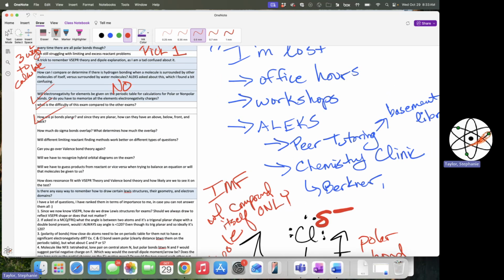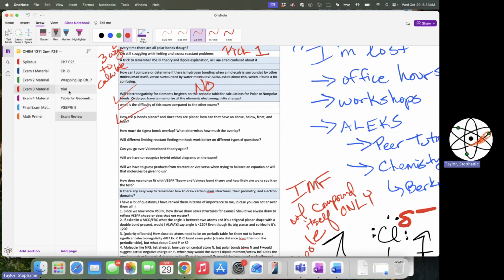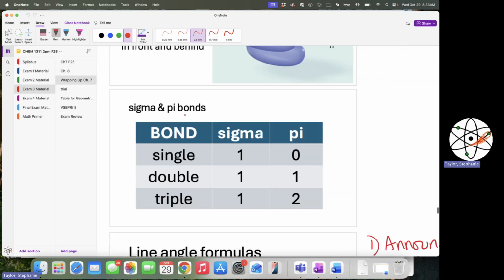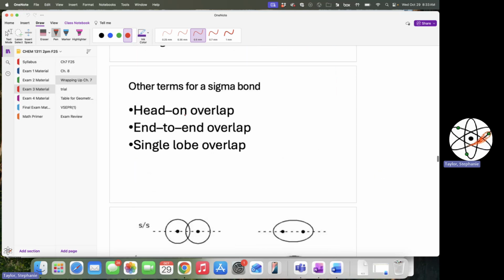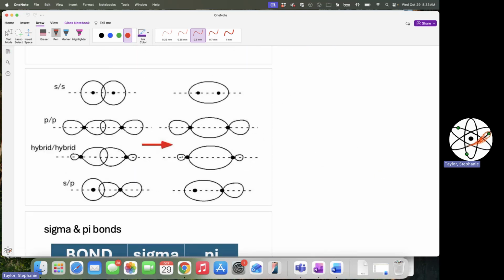How much do sigma bonds overlap? What determines how much overlap? This depends on a few things, including what we're talking about when we say how much of it is overlapping. What I mean by that is if you look at the p to p versus the hybrid bonding, you can kind of see that the hybrid to hybrid orbital actually has more space in the middle for that bond than the two p orbitals overlapping. So you could make an argument that hybrid orbitals do actually have better overlap because of that.